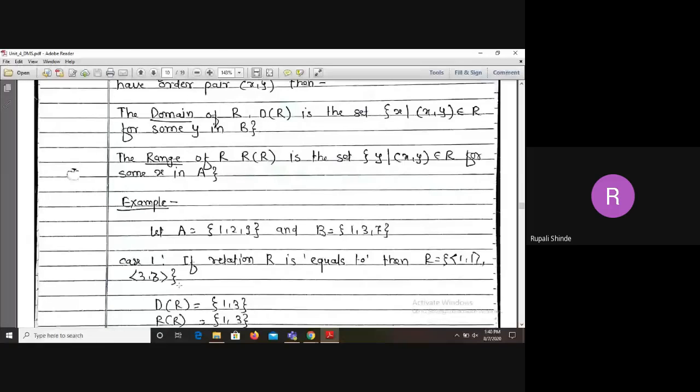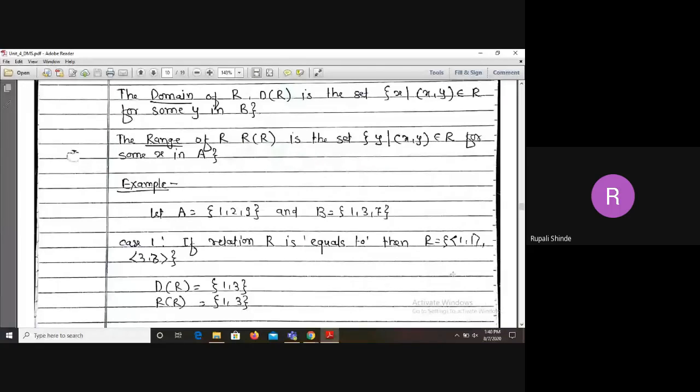So what have we seen? Domain always refers to the first element. Now check here, two ordered pairs are here. The first element from the first ordered pair is 1, and from the second ordered pair it is 3. That's why the domain of this relation R is {1, 3}.